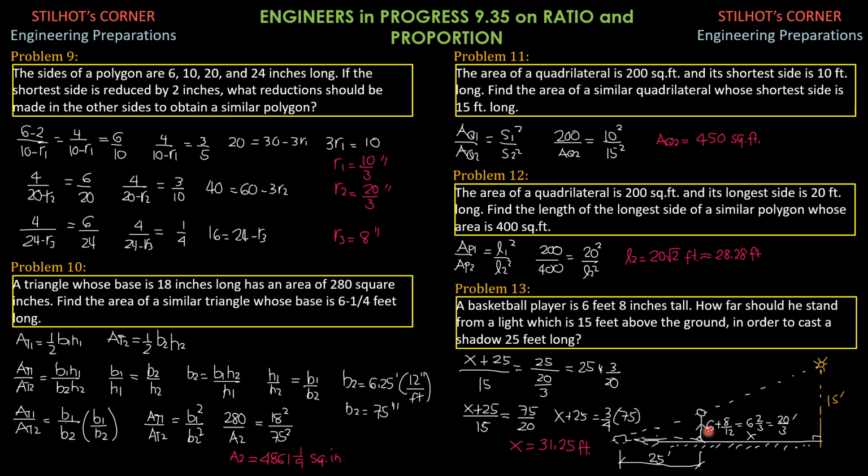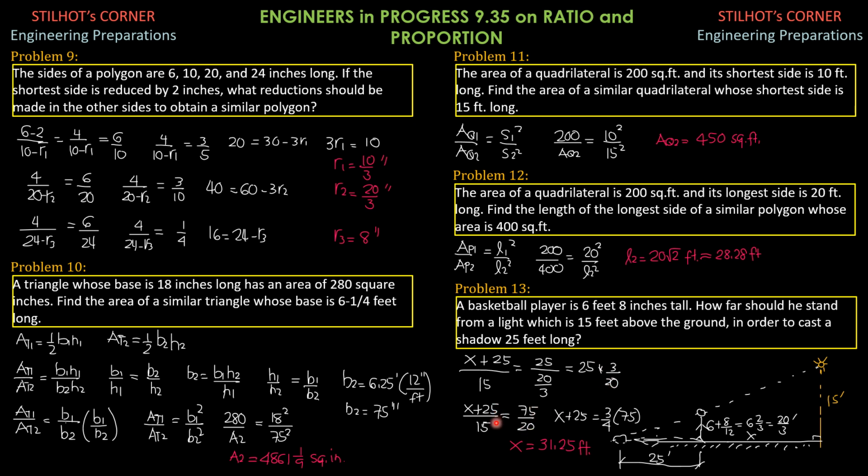So let's convert it to feet. 8 over 12. So 6 and 2/3 or 20 over 3 feet. And this is the distance x where the basketball player should stand, so that in order to cast a shadow of 25 feet. So by similar triangles, we have x plus 25 as to 15 equals 25 as to 20 over 3, which is now this. And this is 25 times 3 over 20, the reciprocal, or 25 times the reciprocal of 20 over 3. And that is 75 over 20.